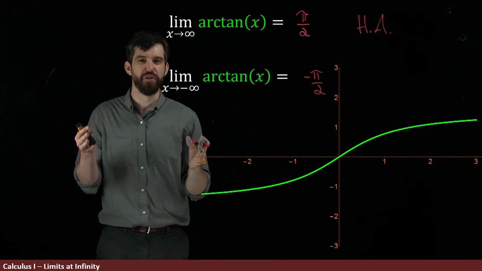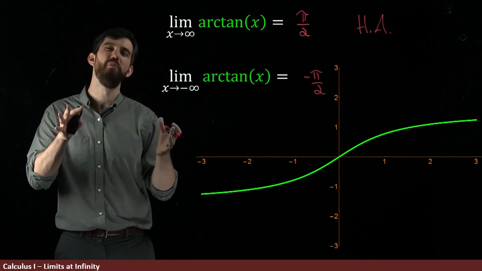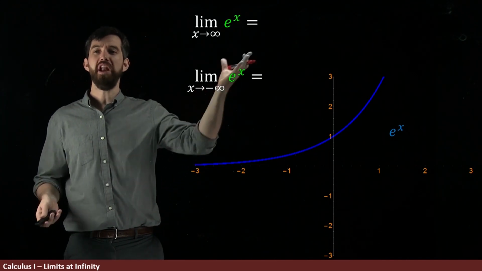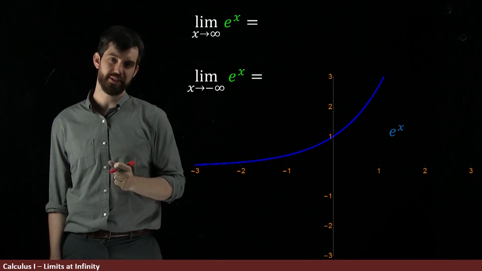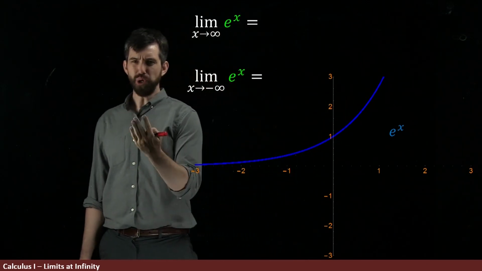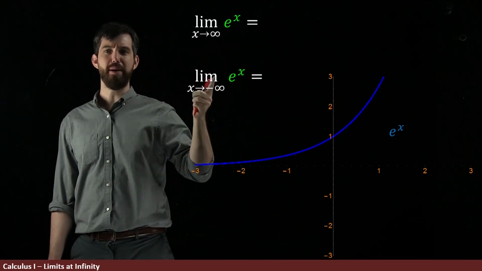I really like this particular function, arctangent. We're going to use it a whole bunch in our course. Let's do the same trick, but now another familiar function, e to the x. So here's the graph of e to the x. And we've got the two different questions. What happens if it goes to positive infinity? What happens if it goes to minus infinity?